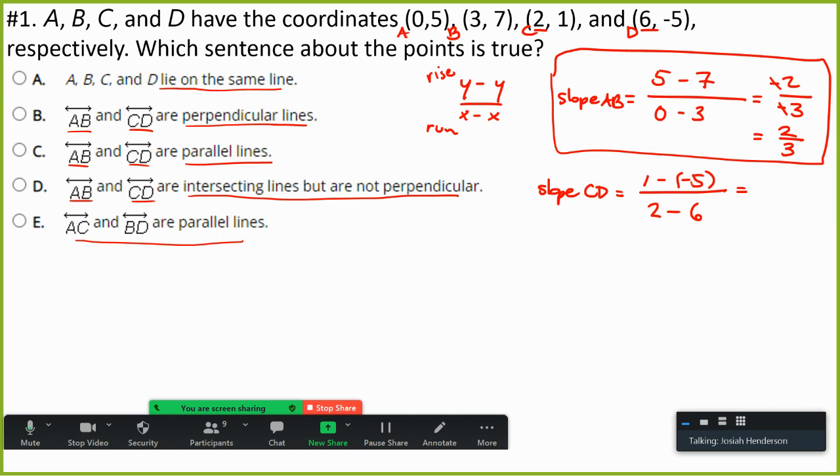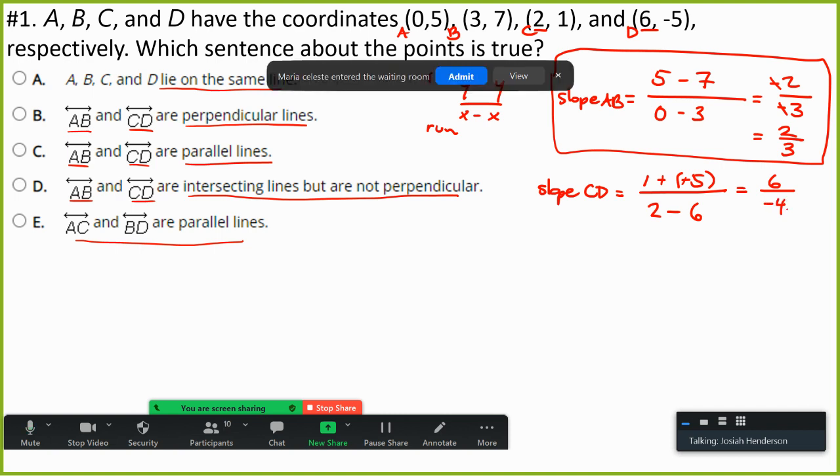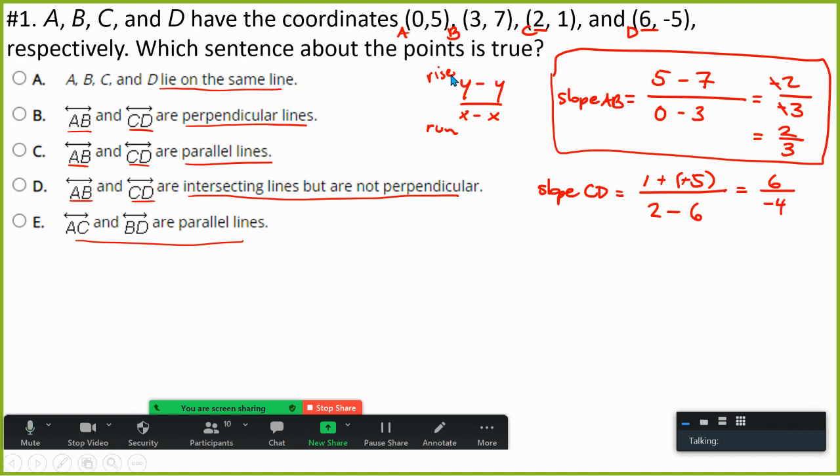All right, 1 minus a negative 5. Minus a negative. So that becomes 6 on top. 1 plus 5. And then 2 minus 6 is a negative 4. All right, so this slope looks like it's negative 6/4. That can be reduced. So that's negative 3/2.